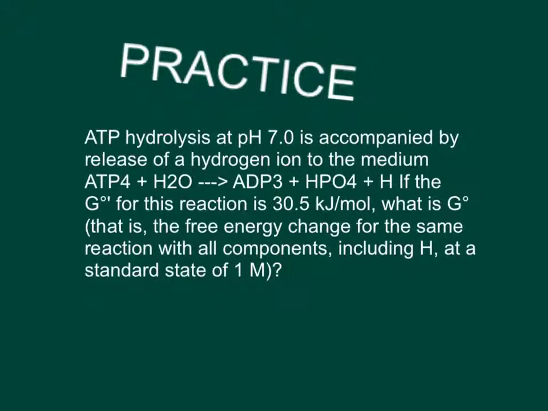The practice problem says ATP hydrolysis at a neutral pH is accompanied by the release of hydrogen ion to the medium. So you have ATP plus H2O yields ADP plus HPO4 plus hydrogen. If the biochemical standard state delta G for this reaction is negative 30.5 kilojoules per mole, what is the standard state delta G, that is the free energy change for the same reaction with all components, including hydrogen, at a standard state of 1 molar?